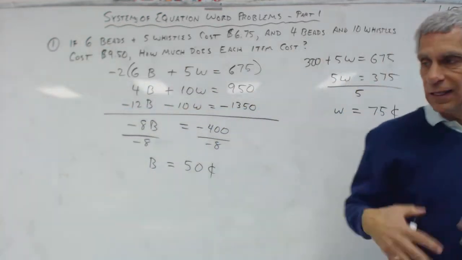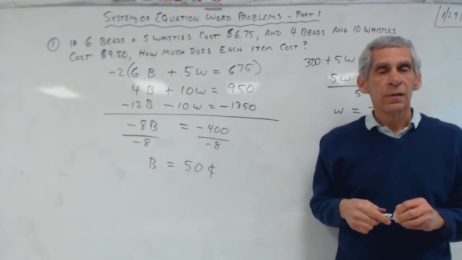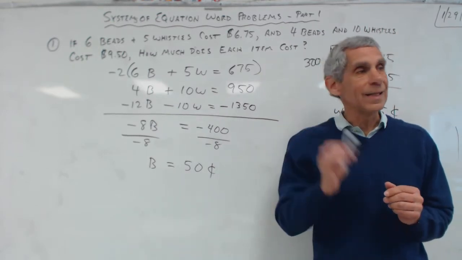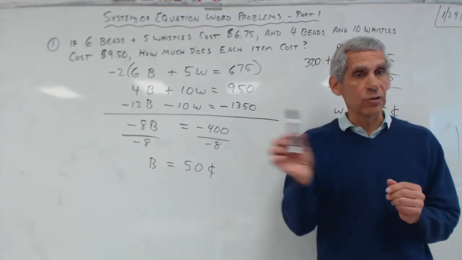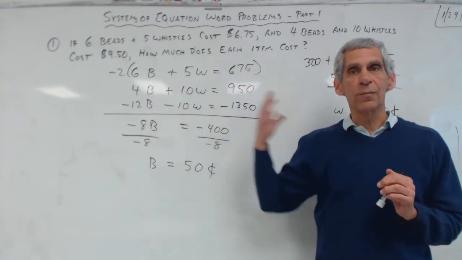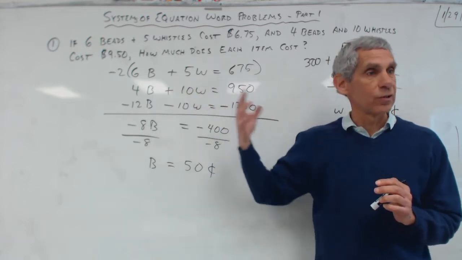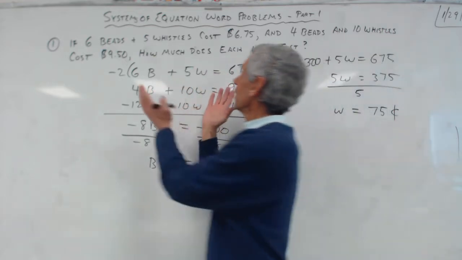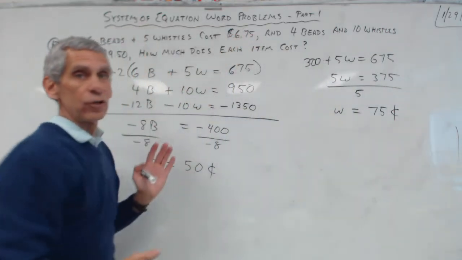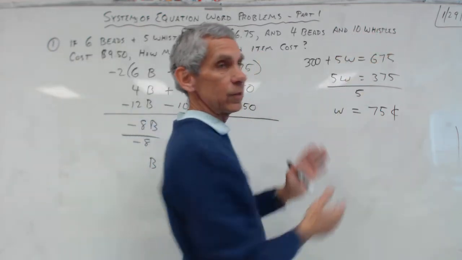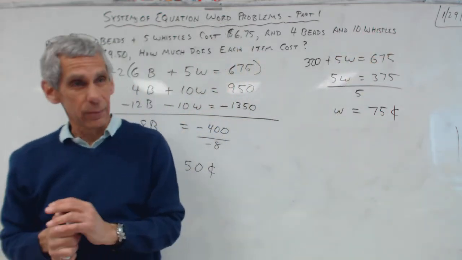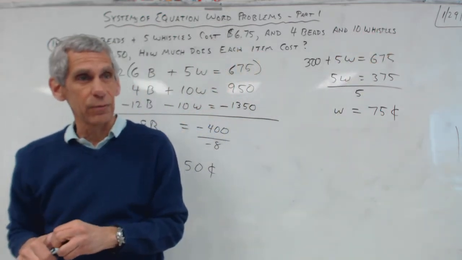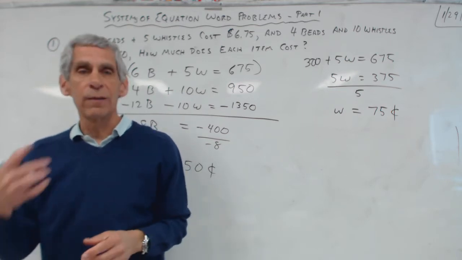Now, with these word problems, it's really easy to set them up into your two equations, because you can compare apples to apples and oranges to oranges, or beads to beads and whistles to whistles. You can create a whole equation from the first part of the sentence, and then a whole equation from the second part, and it's really straightforward. Does that make sense? You guys get how to set it up? They're all going to be like that with maybe one exception.